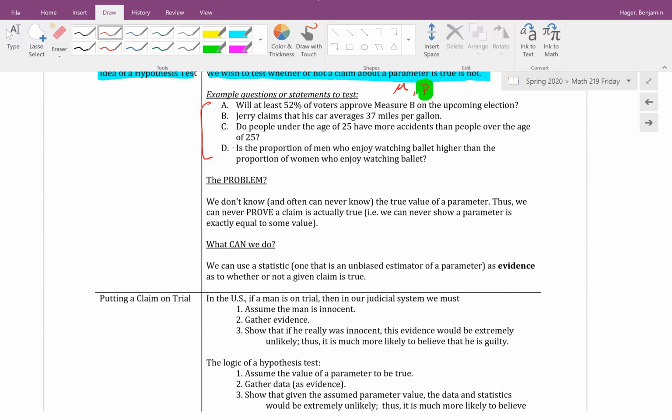Okay, so here's one issue. We don't know, and generally we can never know the true value of a parameter. For some population, it's hard to know the population mean or the population parameter, and that's just because it's always changing. You would have to do a census, so it's very hard to actually pin down that number. So what that means is that we can never actually prove that something is true.